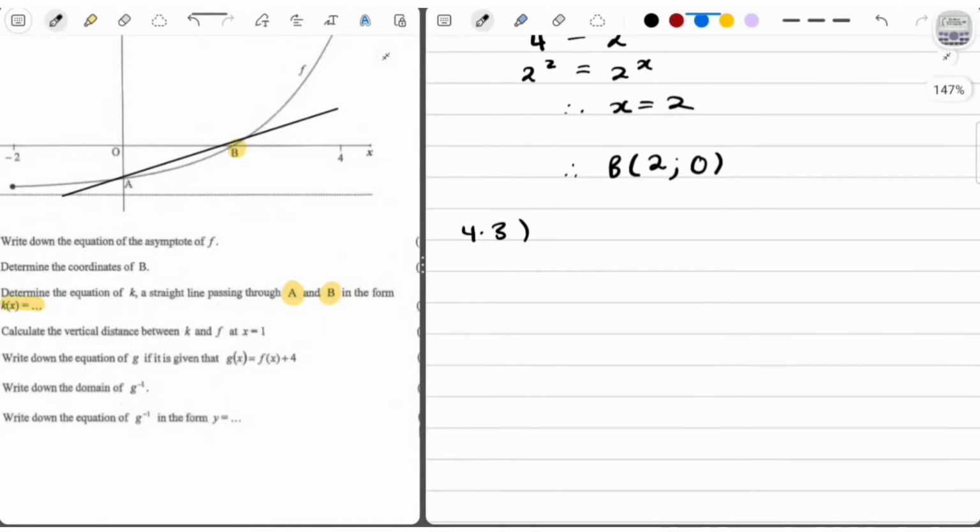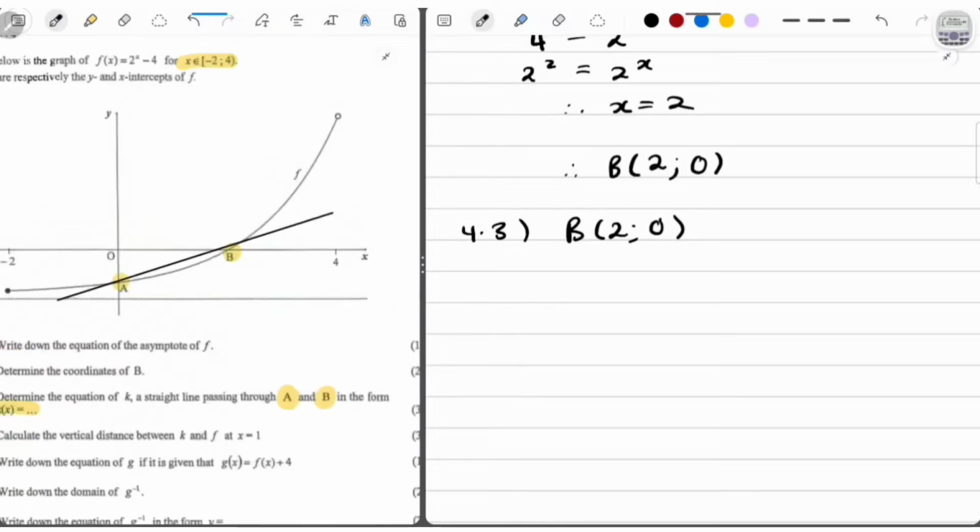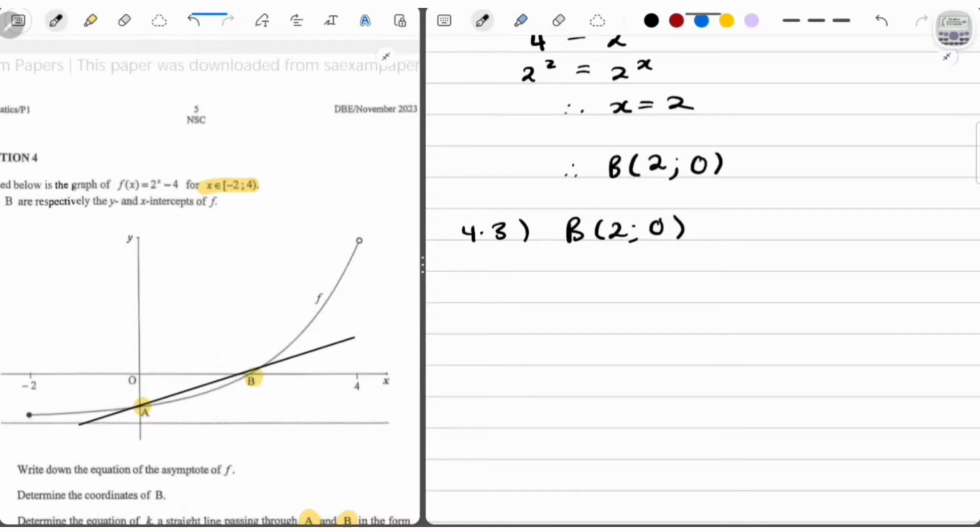So to find that gradient, I have B because it's one of the points it passes through. Now, which point do I need? I need A because it's the second point that it passes through. So how do I find A? Well, A, as you can see, is your y-intercept. So how do you find the y-intercept? By making x equal to 0. So I'm taking f of x is equal to 2 to the power of x minus 4, and I'm just going to make x equal to 0.